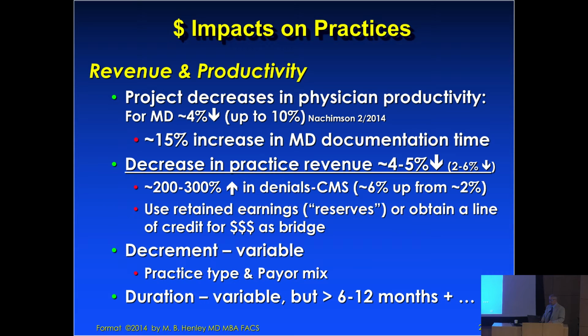CMS has suggested that denials will increase around 300% in their memorandum, up to 6% from the current 2% in CMS denials. Obviously, denials are slightly higher in commercial payers. Because of this decrease in practice and physician revenue, consultants have recommended using your reserves or retained earnings in your nonprofit or for-profit practices, or obtain a line of credit as a bridge.